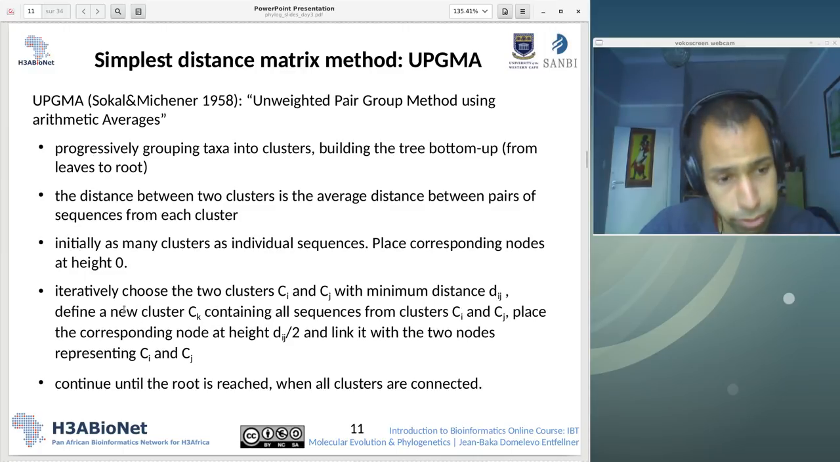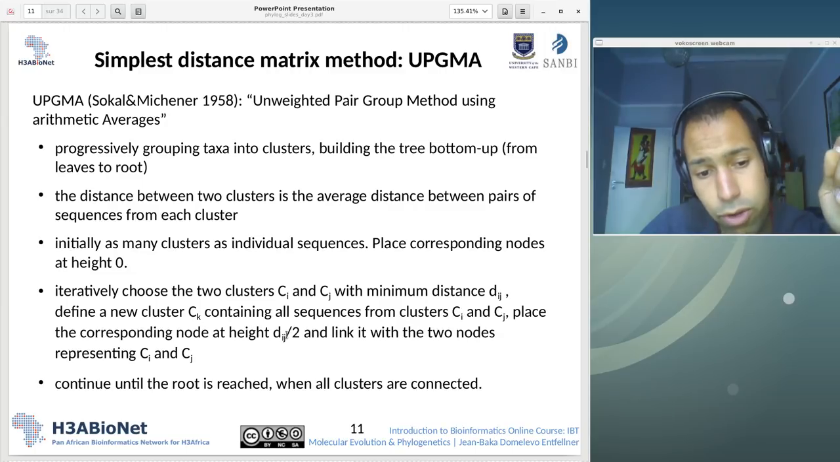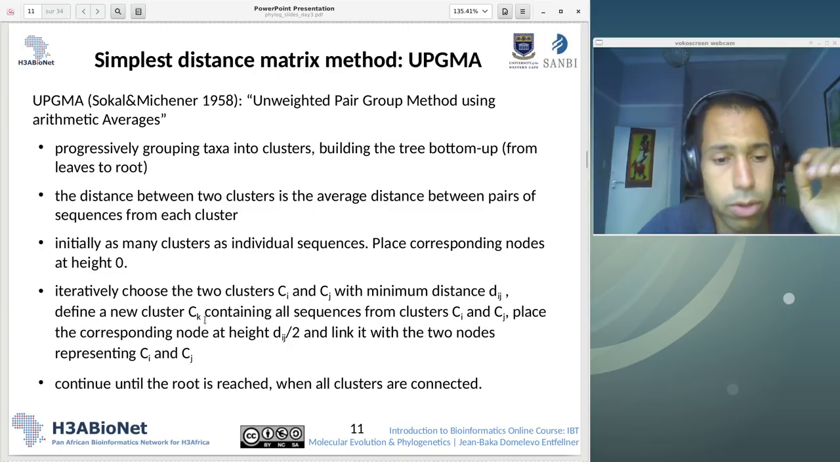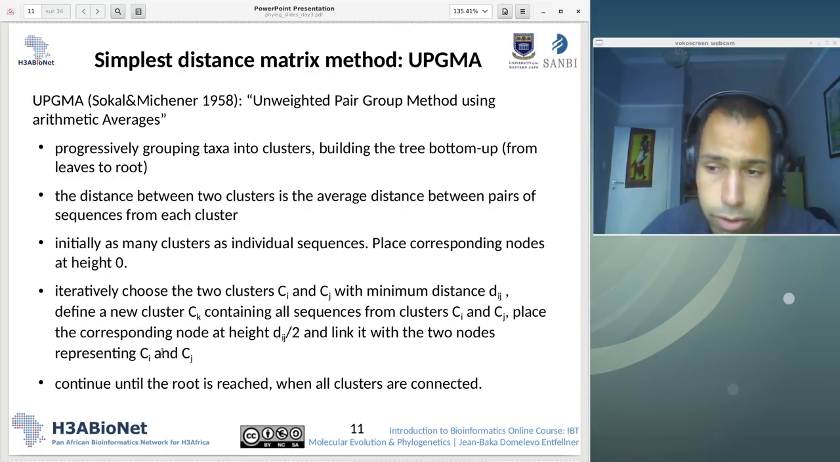So iteratively, at each iteration, you choose the two clusters that have the minimum distance, and you define a new cluster that contains all the sequences from these two clusters, and you place the corresponding node at the height d(i,j) divided by 2, and link it with the two nodes representing Ci and Cj. It's very abstract here. We're going to see how it works, and you will no longer be lost. And you continue this process until the root is reached, when all clusters are connected. So don't worry, it's going to be very simple in the next slide.